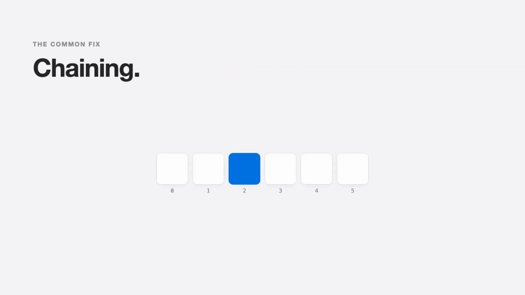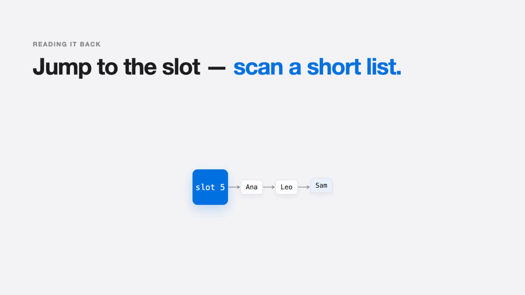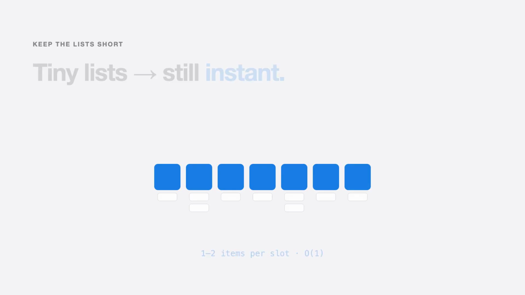The common fix is chaining. Each slot doesn't hold one item, it holds a tiny list. Collide and you just add to that slot's list. To find something, you jump to the slot, then scan its short list. As long as those lists stay tiny, lookups stay basically instant.